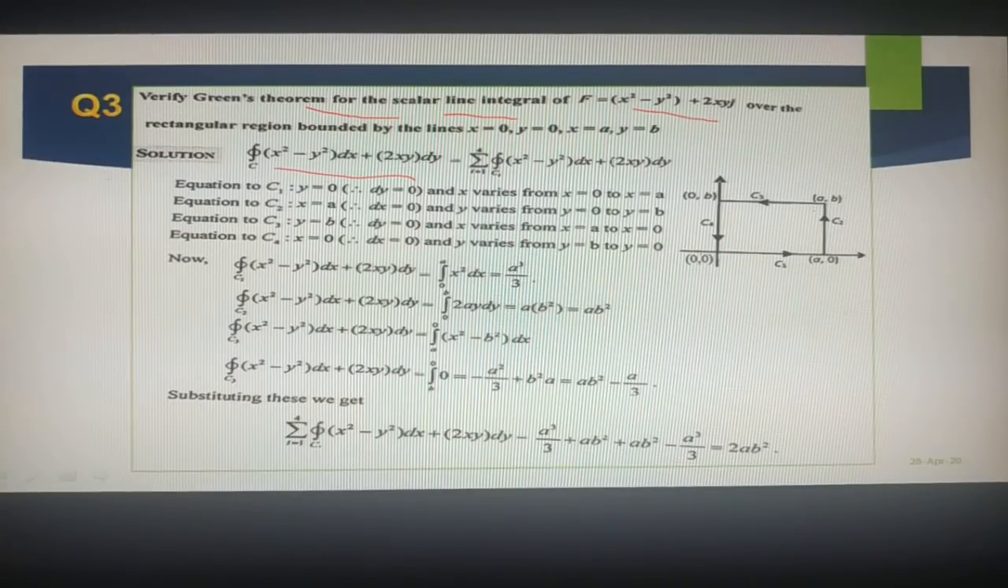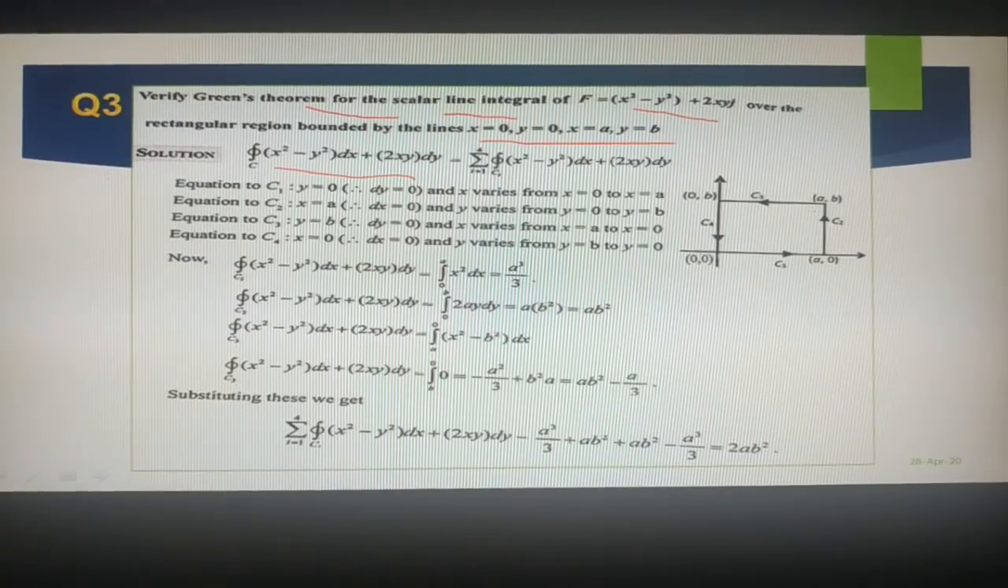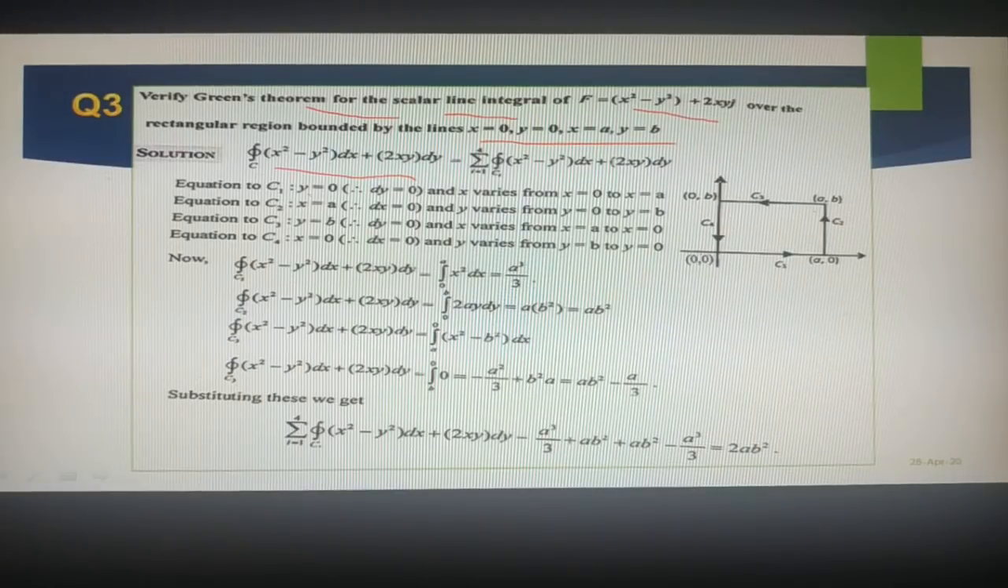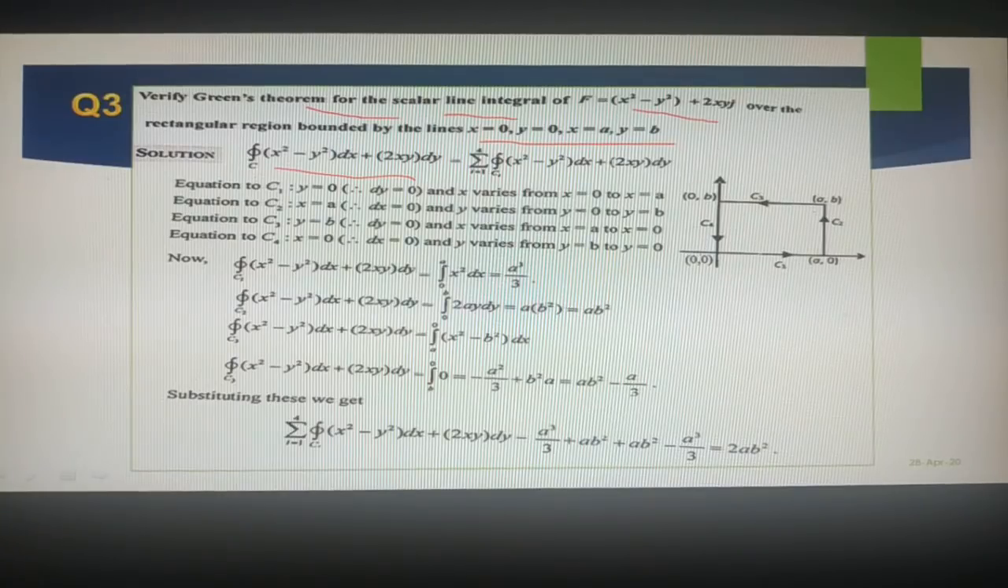Now they have provided that this is bounded in this region. Here we take the four lines as per the given information: x equal to 0, y is equal to 0, x is equal to a, y is equal to b. All these four lines we consider. Let me take some names for these lines. The equation to C1 is y equal to 0. The equation to C2 is x is equal to a. Then the third one and fourth one. Please identify the notation C1, C2, C3 and C4 in the figure.